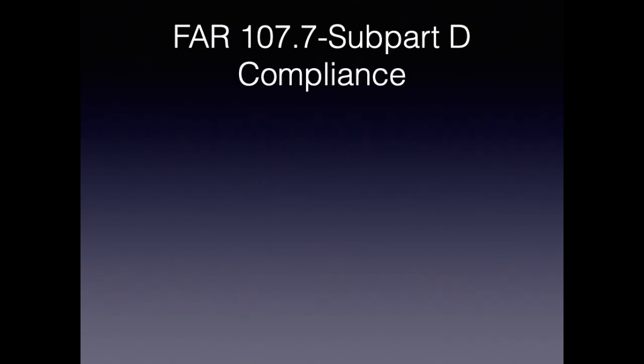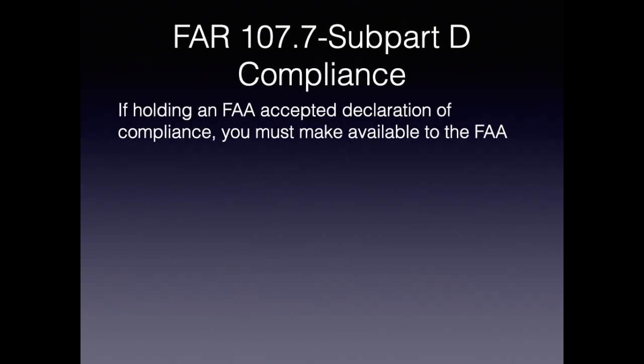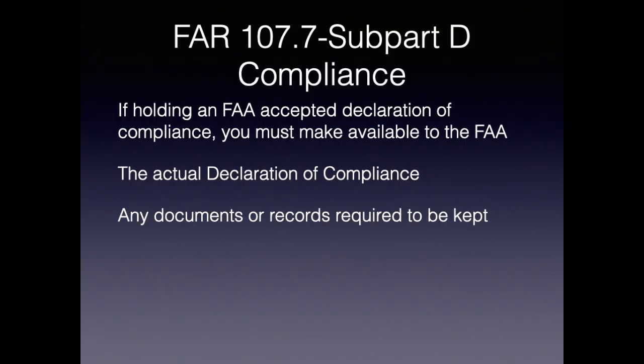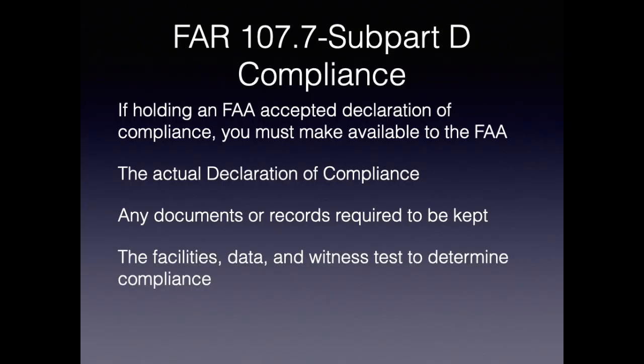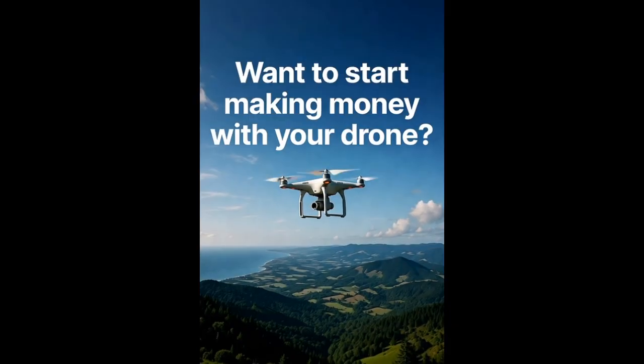But it says that if you are holding an FAA accepted declaration of compliance, you must make available to the FAA the following. You have to make available the actual declaration of compliance. You have to make available any documents or records that you are required to keep. You also have to make available the facilities, the data, and the witness tests that were used to determine the compliance.